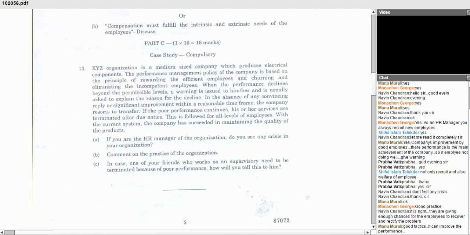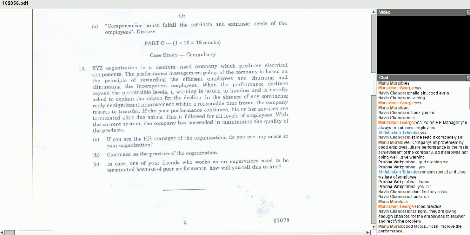The practice which is being conducted by the organization is definitely a good practice, right? At the same time, they want to increase the efficiency of their employees, right? And also on the other hand, they are giving enough chances to the non-performing employees to make improvement in themselves, right, which is a good sign.